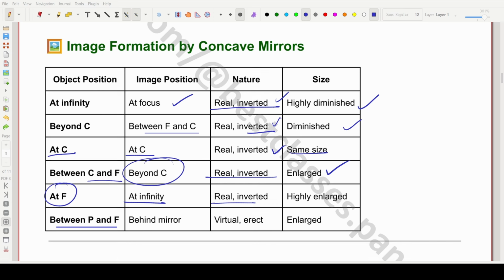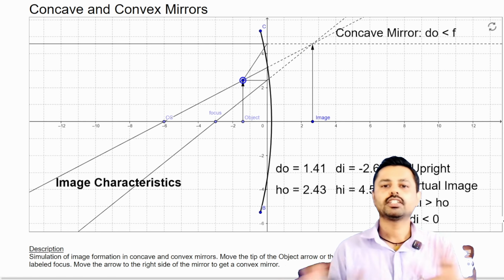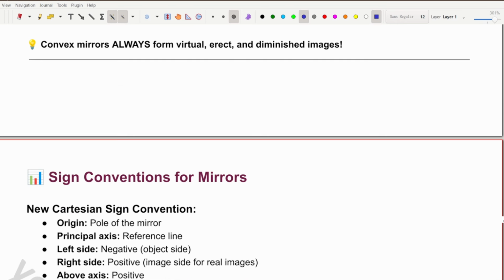But if you take it further towards the pole, closer to the mirror, it will become virtual. You won't get a real image at all. See, this is what we just discussed. These are the positions. If you keep this in mind, that's it, it's easy peasy. For image formation by a convex mirror, there is only one situation: it's virtual and diminished. That's it.